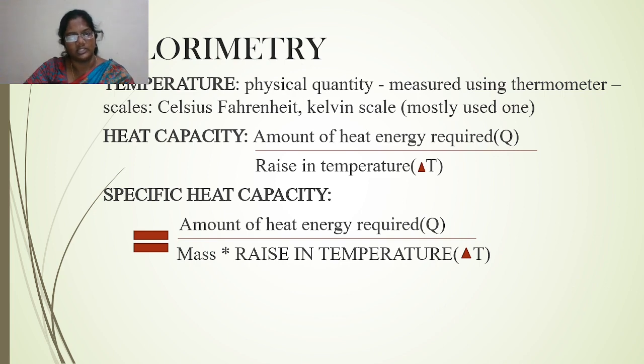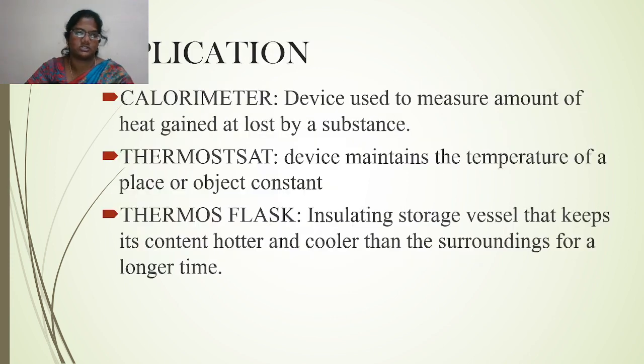Heat capacity. The formula for heat capacity is the amount of heat energy required per rise in temperature. Specific heat capacity is the amount of heat energy required per mass per rise in temperature. Applications: Calorimeter. A calorimeter is a device used to measure the amount of heat gained or lost by a substance. Thermostat. A device that maintains the temperature of a place or object constant. Thermos flask. An insulating storage vessel.